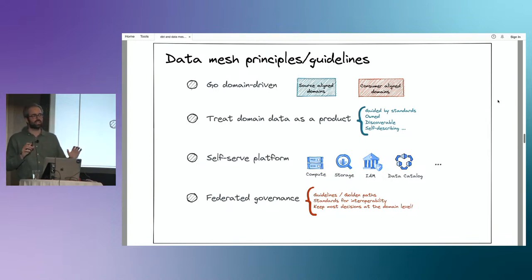And you try to keep most of the decisions at the domain level because you don't want to impose decisions, right? That's also an important thing about a data mesh. You should have guidelines and maybe standards, but you shouldn't force the domains to use a certain tool or do things in a certain way because that's not the way it's supposed to be, right? They should have their own autonomy if they comply with these standards or guidelines that we described before.